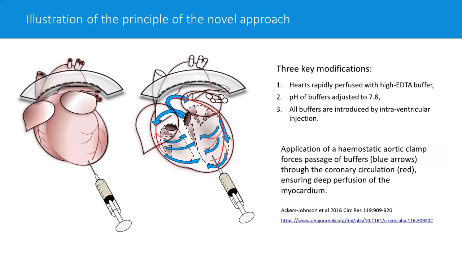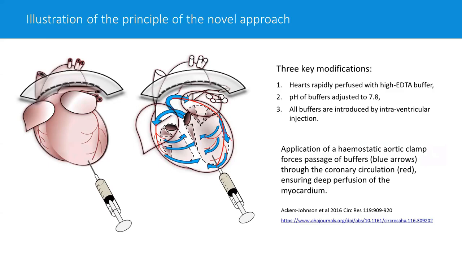and then we would force the buffers through the coronary circulation, which is shown in red here, by effectively putting a syringe into the left ventricle. And with the aorta clamped, the only way for those buffers to go anywhere else would be through the coronary circulation, thus ensuring deep perfusion of the myocardium. This method was published in 2016, as I said, and there have been several labs now that have taken it up.